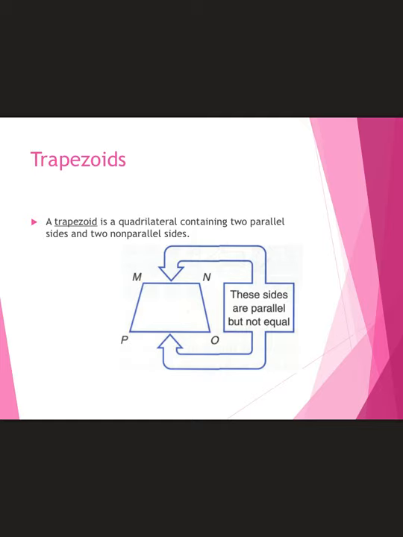A trapezoid is a quadrilateral containing two parallel sides and two non-parallel sides. So here we can see that MN is parallel. So we have side MN is parallel to side OP. And then MP and NO are not parallel sides, but they are equal.